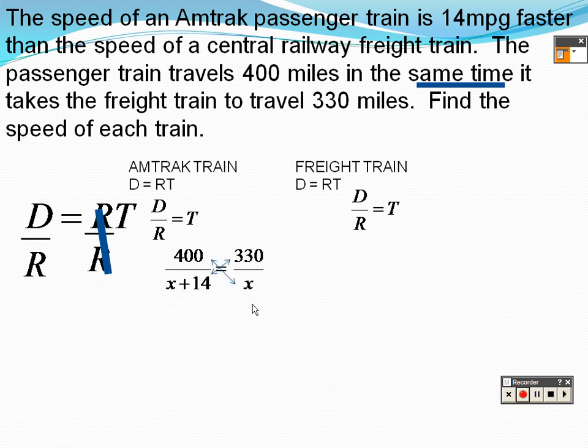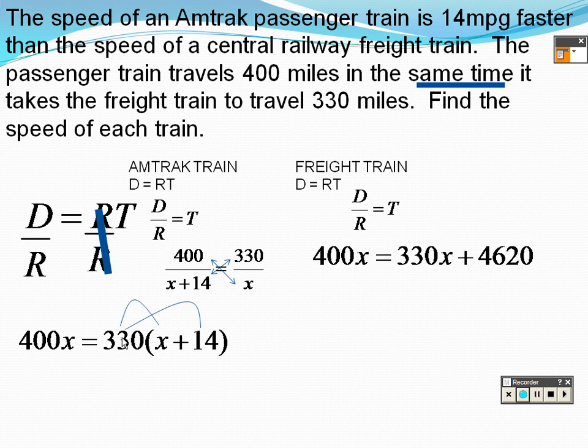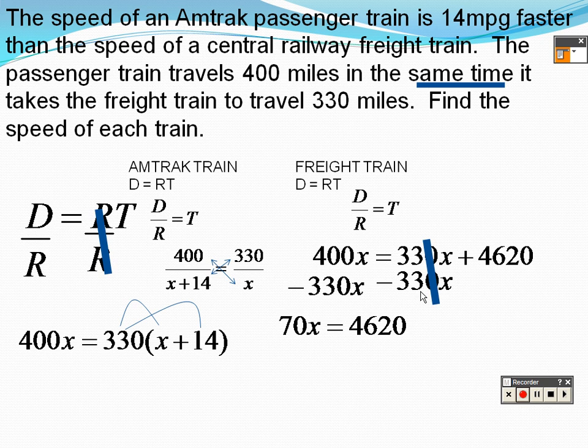So we cross multiply. 400 times x is 400x. 330 times x plus 14, well, I distribute to get 330x. And 330 times 14 is 4,620. So I subtract 330x, and I end up with 70x equals 4,620. I would divide by 70 on both sides to get 66. So that means the freight train is going 66 miles per gallon, and the Amtrak is actually going 80 miles per gallon.